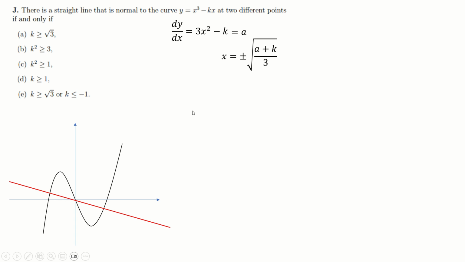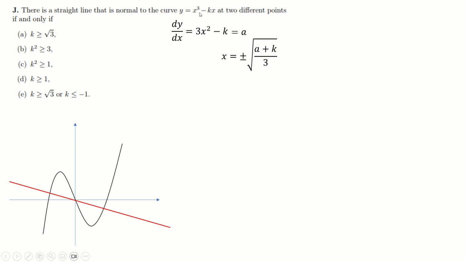Now, all that really tells us is that this cubic has the same gradient symmetrically around the y-axis. So it's got some, if you just call this plus or minus b, at b it's got some gradient, and then at minus b it's also got that same gradient.